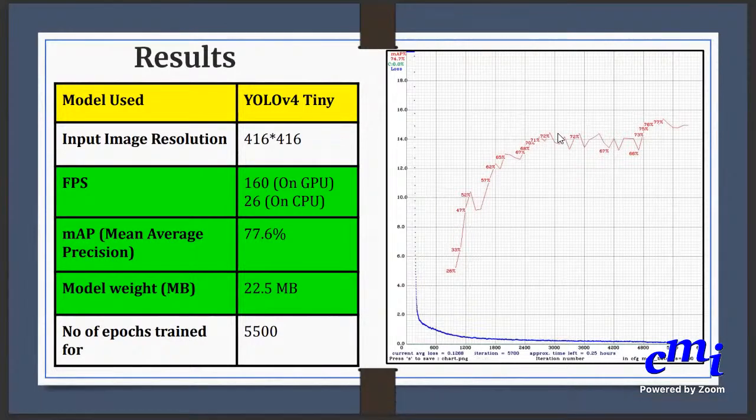Okay. So for the YOLO V4 Tiny model, as you can see, the prediction is really fast over here. We are getting around 160 FPS on GPU, and at the same time we are also getting reasonably good FPS on CPU as well. So it is really scalable on various types of devices, and the model weight is also very low.